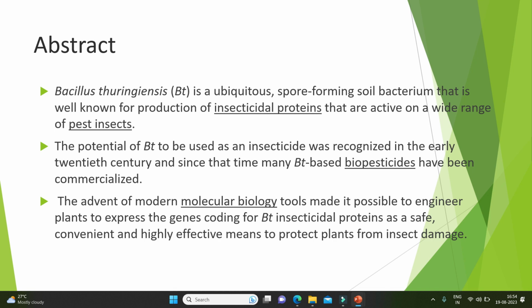Advanced molecular biology has made it a tool with many benefits, which can protect agriculture from insects. It is used to kill beetles, the larvae of mosquitoes and black flies, and it is also used as a biofertilizer.